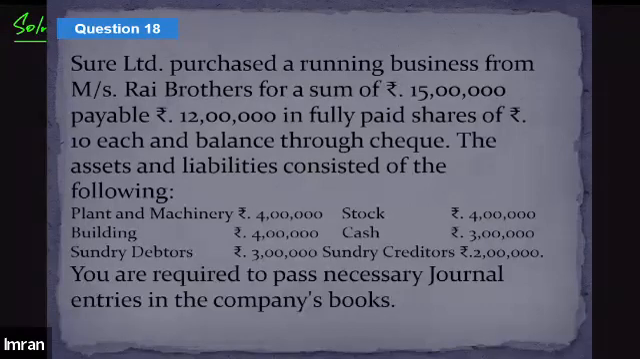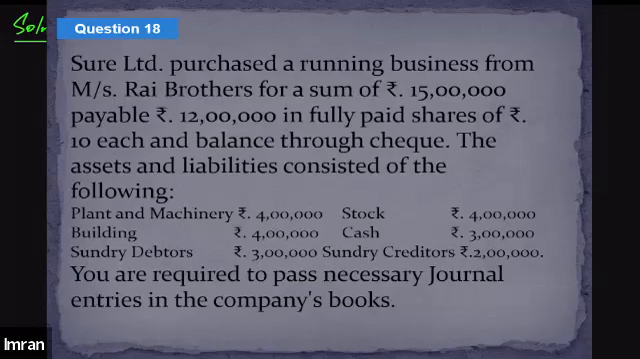All right, so let me tell you how we will solve this question. First of all, question says that Shaw Limited is purchasing the running business from Messrs. Rai Brothers for a sum of 15 lakhs, payable rupees 12 lakh in fully paid up share of rupees 10 each and balance with the check. Okay, so the entire business of Messrs. Rai Brothers is being purchased by Shaw Limited at a consideration of 15 lakh, for which the payment will be made partly by issuing shares and partly by way of check, that is through bank.